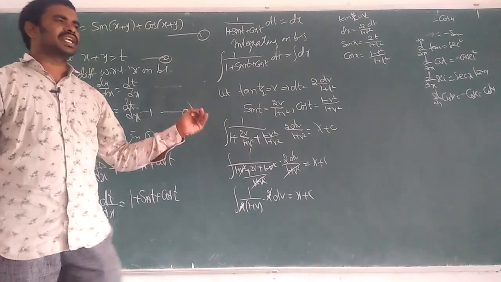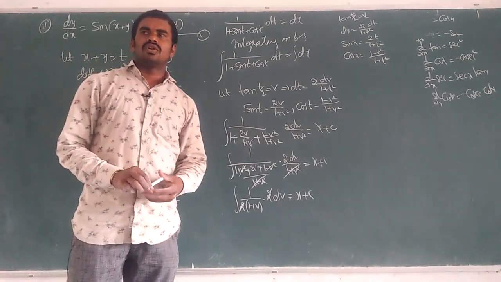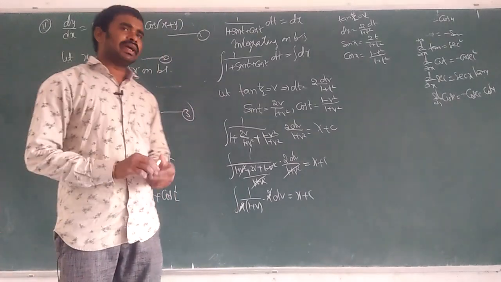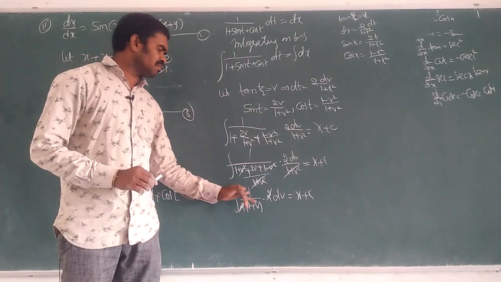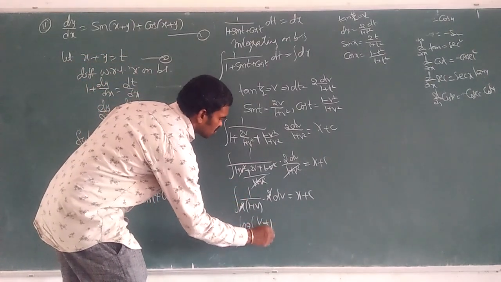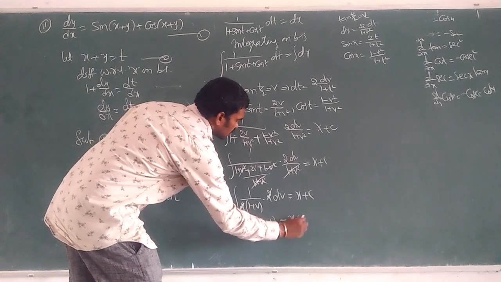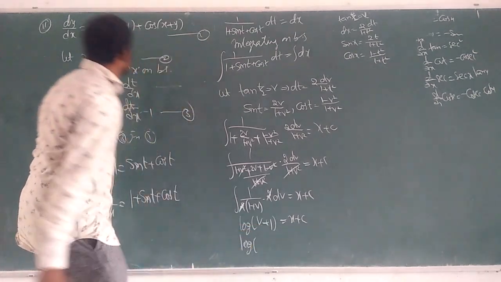Generally, what is 1 by x integration? 1 by x integration is log x. 1 by x plus 1 is log of x plus 1. According to that, 1 by b plus 1 is log of b plus 1. That's it. So, log of b means what here?